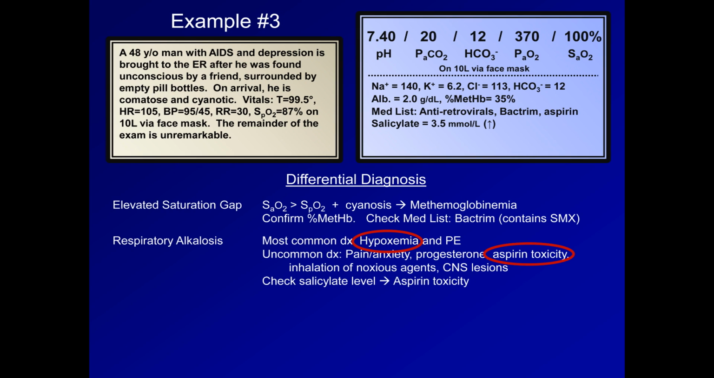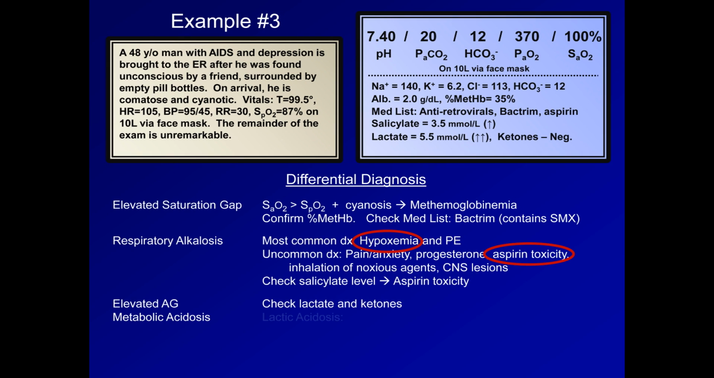Moving on, we have the elevated anion gap acidosis. Once again, check lactate and ketones. Ketones negative, lactate very elevated at 5.5 millimoles per liter. So why is lactate elevated? Is hypoperfusion systemic, regional, or non-existent? In this case, I think it's impossible to say with certainty whether the problem is systemic impairment of oxygen delivery on account of the methemoglobinemia, or if the problem is poisoning of mitochondria on account of the salicylate toxicity. It's probably a little of both.